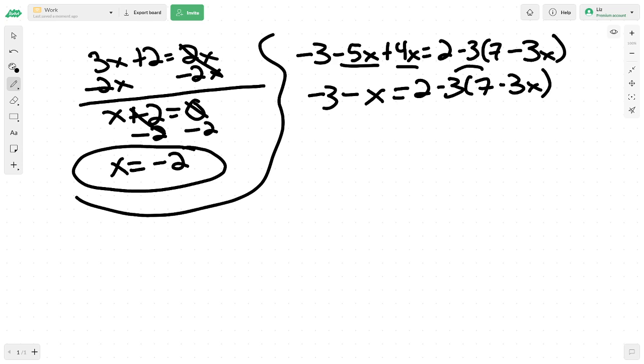Now this negative 3 right here, I need to distribute to both pieces of the parentheses. So negative 3 times 7 is negative 21. Negative 3 times negative 3 is 9. And this 2 is negative. All right. So then I need to combine these like terms here.